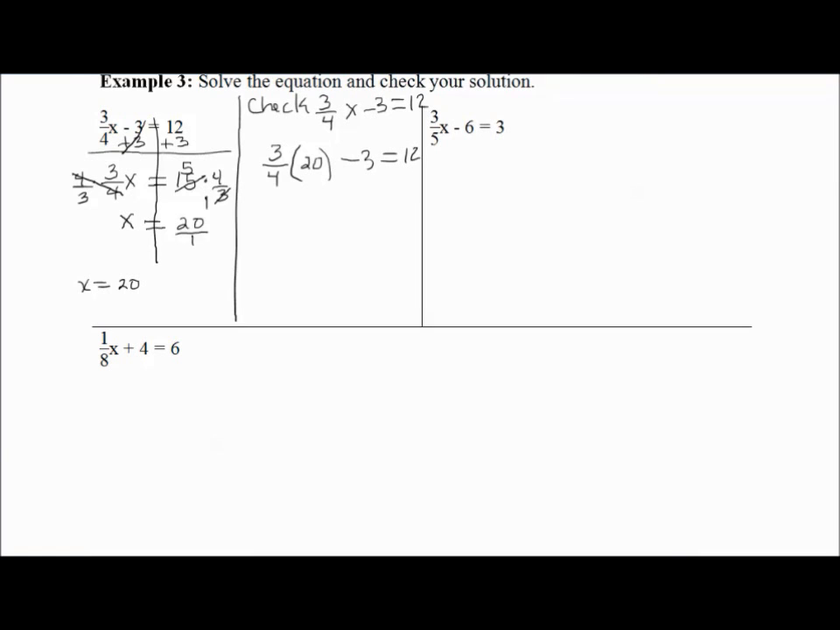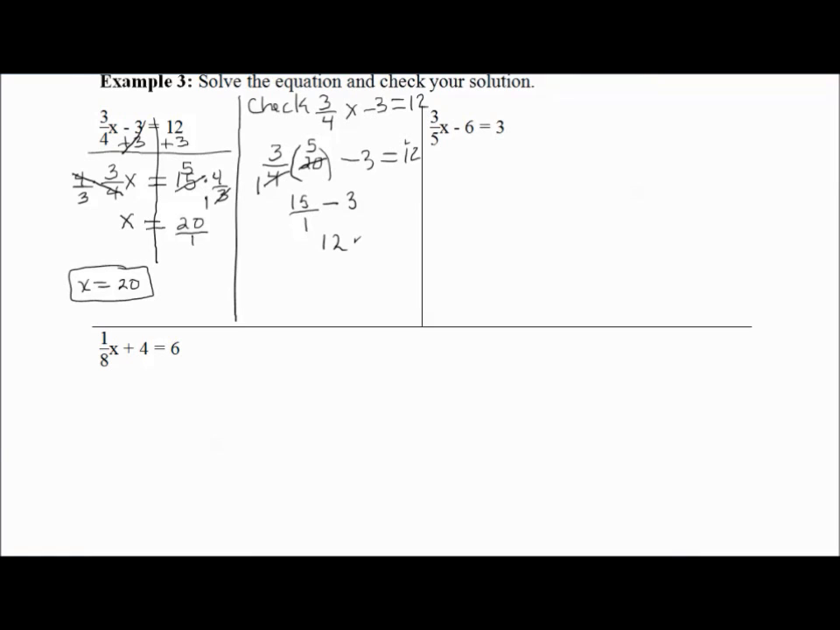Should equal 12. So I multiply 3/4 times 20. I know that 4 will go into 20 5 times. 4 will go into 4 1 time. So now I can multiply the whole number in the numerator, which gives me 15. Keep the original denominator, which is 1, and then bring down my minus 3. So this gives me 15 minus 3, which is indeed 12. Well, it came out to be 12, so that lets me know that what I wrote as the solution, x equals 20, was the correct answer. Let's go ahead and try the next one.